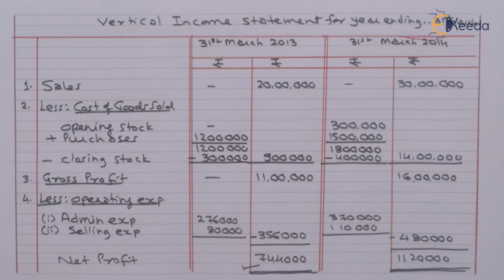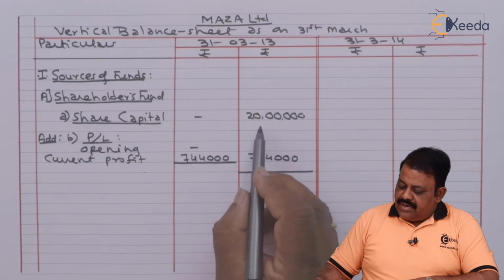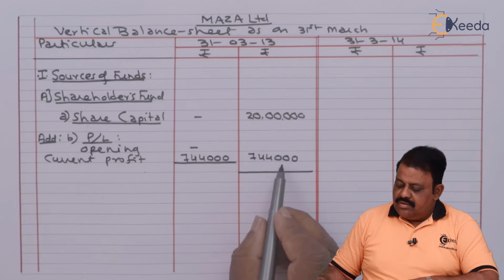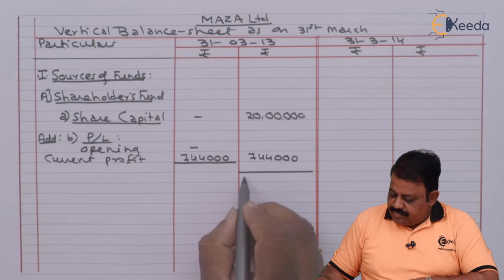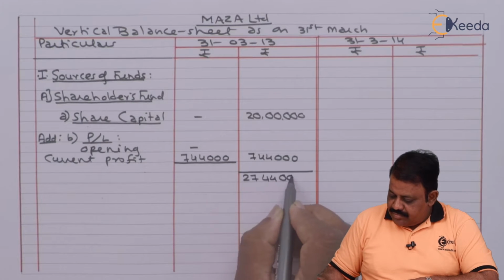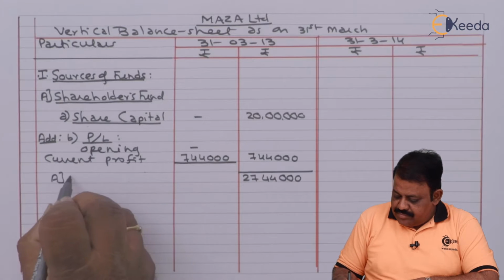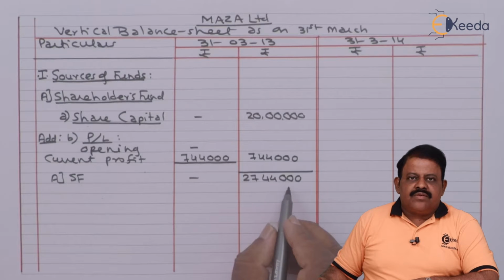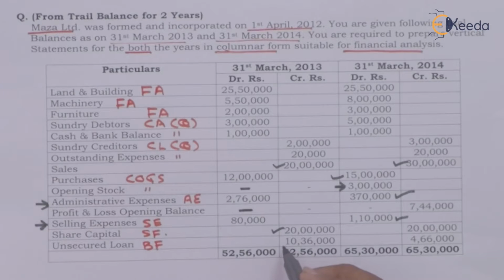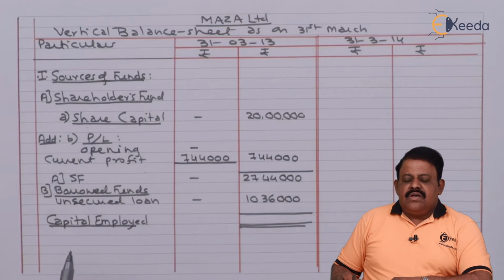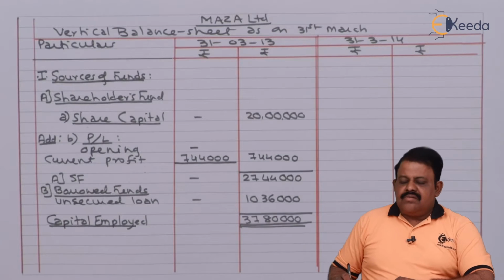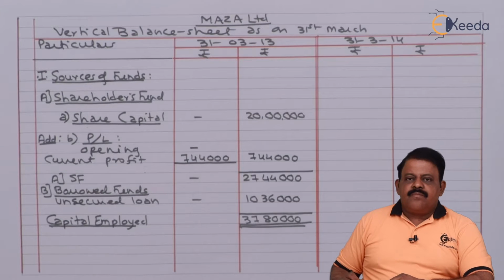This will be included in reserves and surplus. Share capital 20 lakhs, profit and loss account 7 lakh 44,000. By adding these two, we got shareholders fund 27 lakh 44,000. Unsecured loan, that is part of borrowed fund, 10 lakh 36,000. Now we can find out capital employed for the first year. So it is 37 lakh 80,000.